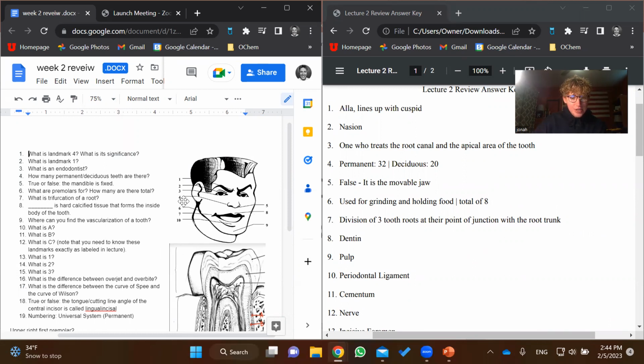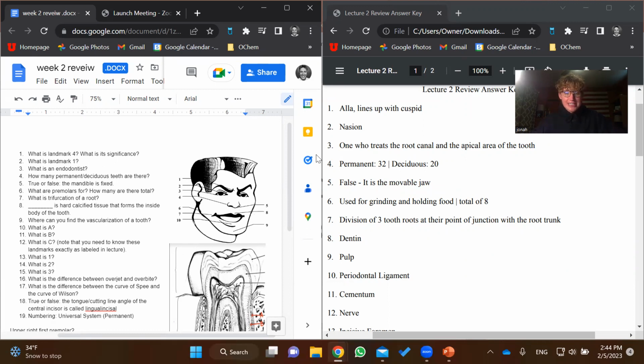What is landmark number 4? And what is its significance? That's the ala, and its significance is that it lines up with the cuspid. What is landmark number 1? The nasion. What is an endodontist? One who treats the root canal and the apical area of the tooth. How many permanent and deciduous teeth are there? 32 permanent, 20 baby teeth. So 16 in each arch for adults, for all my math majors out there.